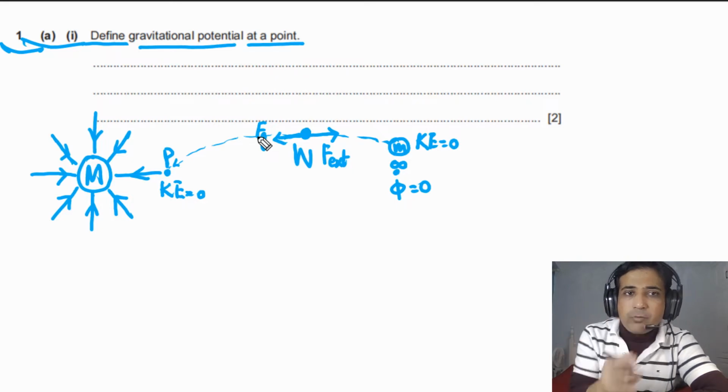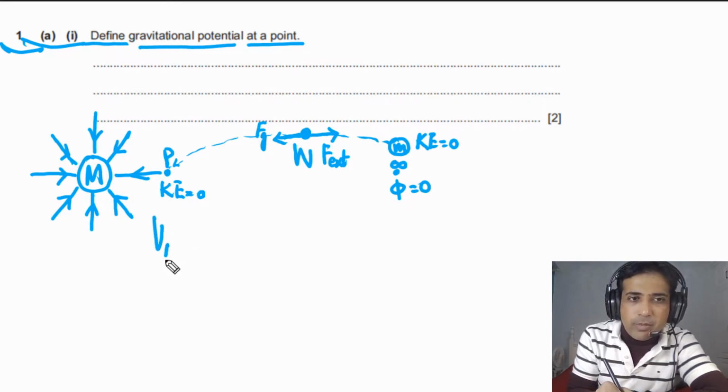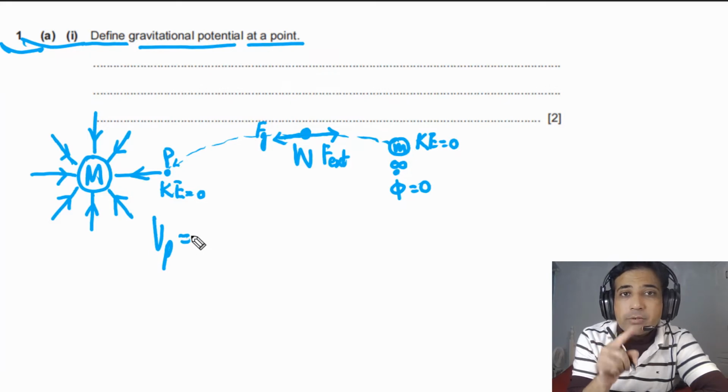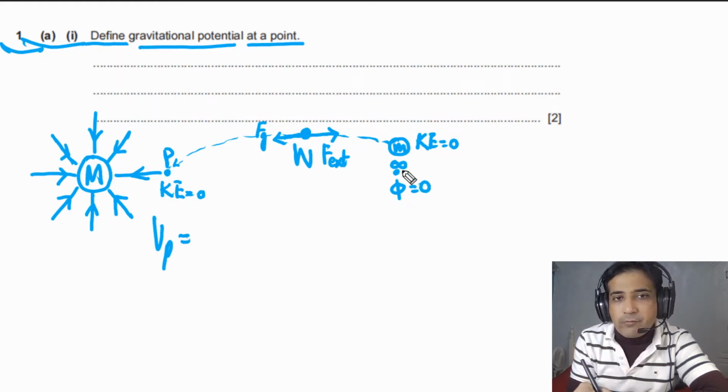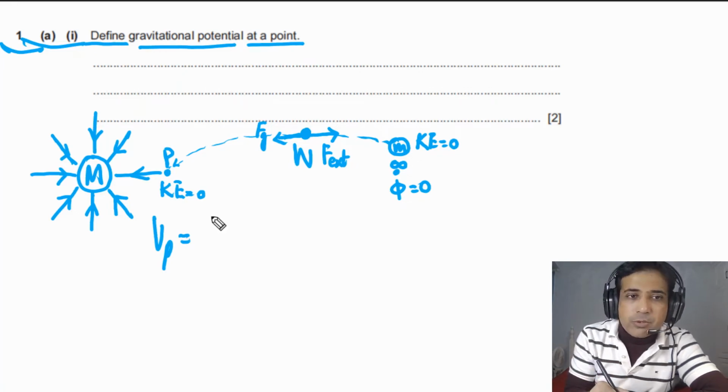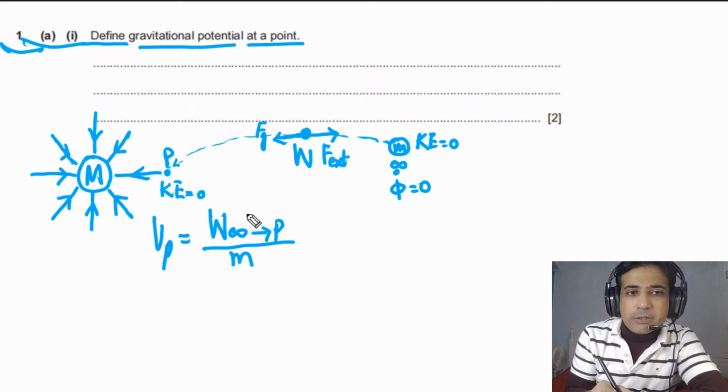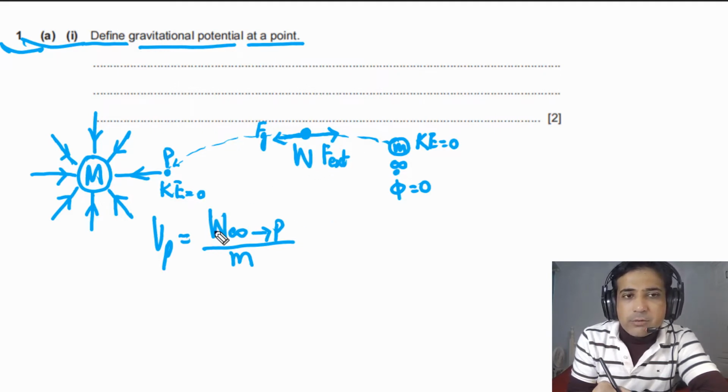The amount of work done by you, if we divide that by unit mass, is the gravitational potential at this point. Actually, that is gravitational potential difference because our reference point is infinity. But this is how you can define gravitational potential at a point. So simply in this case, you will say gravitational potential at point P is equal to the work done to bring unit mass from infinity to point P, divided by the mass, meaning the unit mass. And you need to understand the work done by the external force is negative. So that's the reason potential anywhere after infinity is always negative.